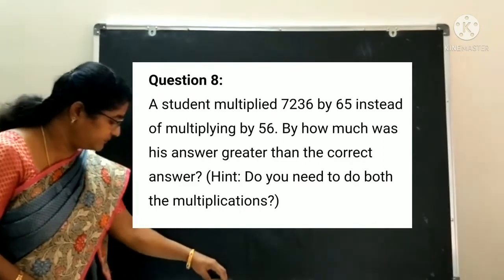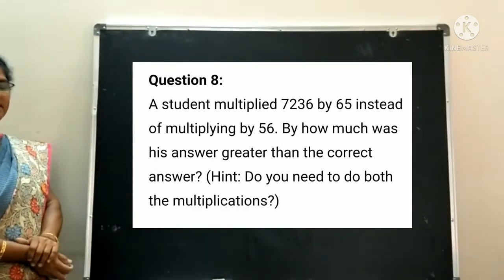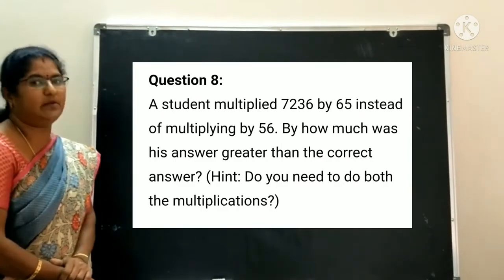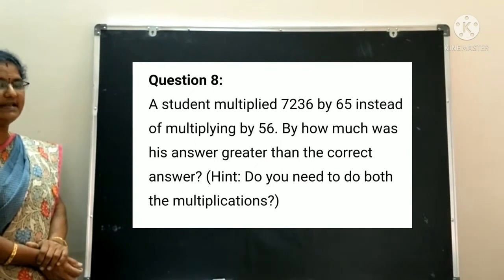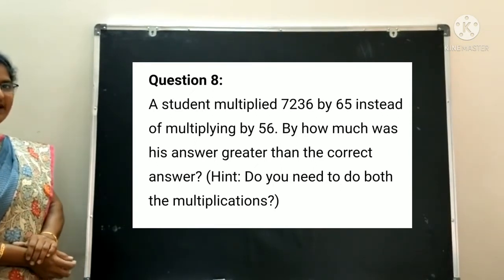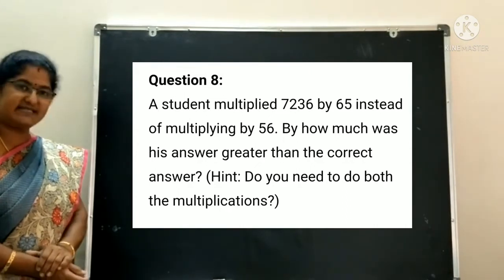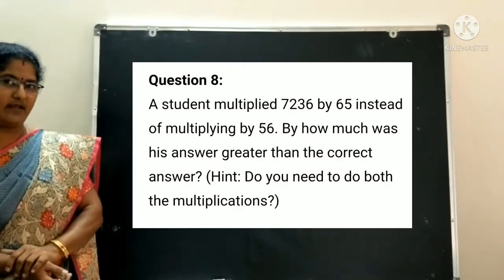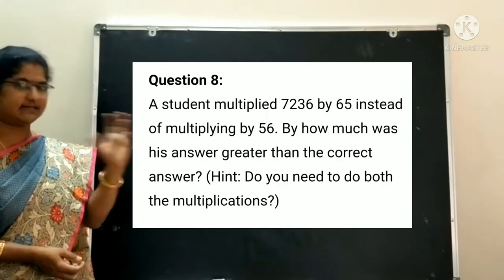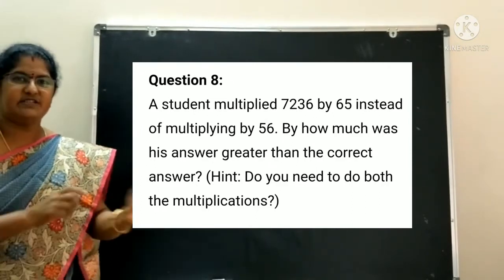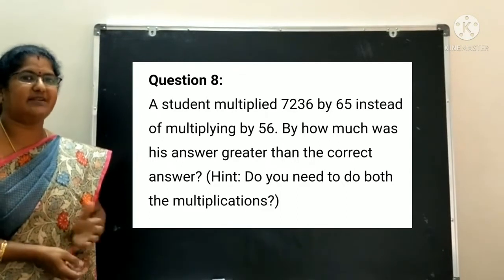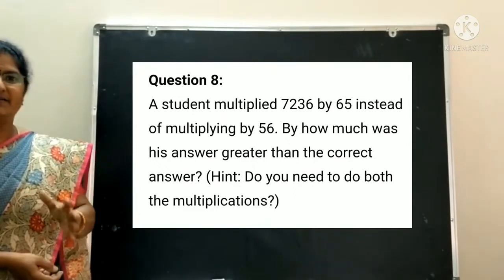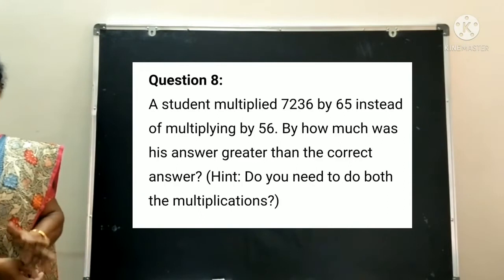Once again, a student multiplied 7,236 by 65 instead of multiplying by 56. That is, a student like you, your friend. Okay, the question is 7,236 multiplied by 56, which you do correctly. But your friend interchanged the numbers. Instead of 56, she wrote 65. She multiplied 7,236 by 65. It is wrong.